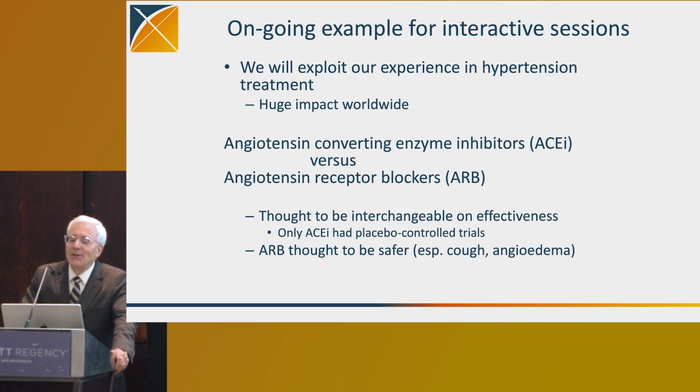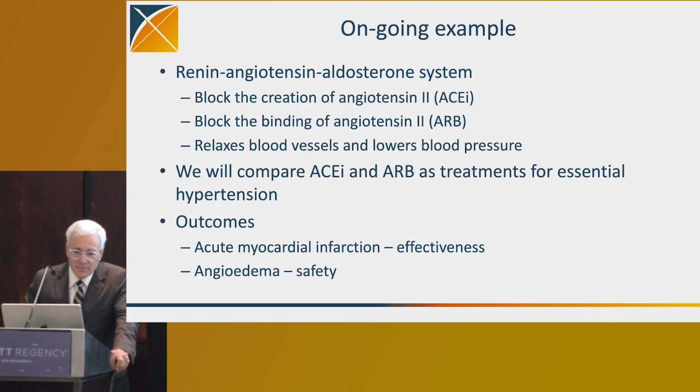People point out that only ACE inhibitors have had placebo-controlled trials, for that very reason I mentioned earlier. ACE inhibitors were invented long enough ago that we didn't have proof that treating hypertension works, so we were able to compare ACE to nothing. Now we don't do that anymore, so ARBs have never been compared to placebos. ARBs are thought to be safer, especially on things like cough and angioedema, a dangerous swelling of the skin.